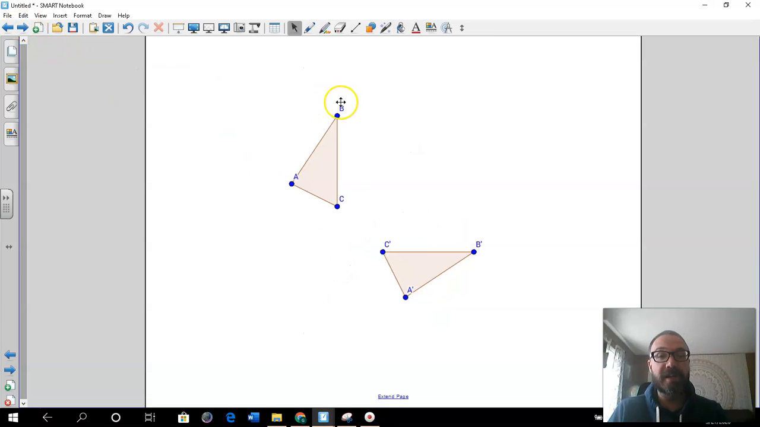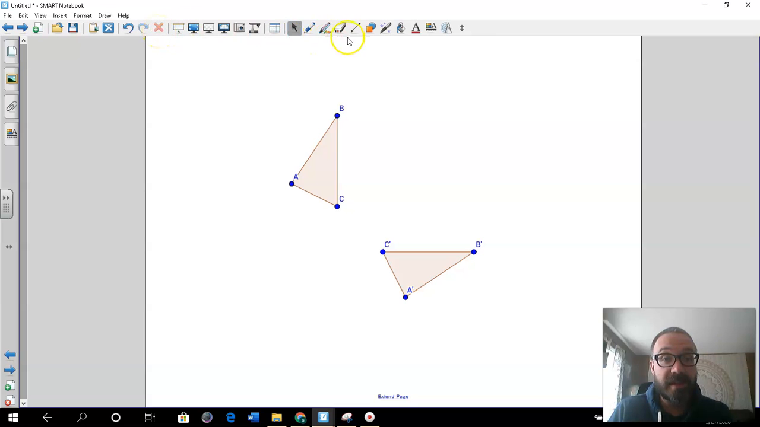So therefore, if you're given two figures and you had to construct the line of reflection, you're essentially constructing the perpendicular bisector.